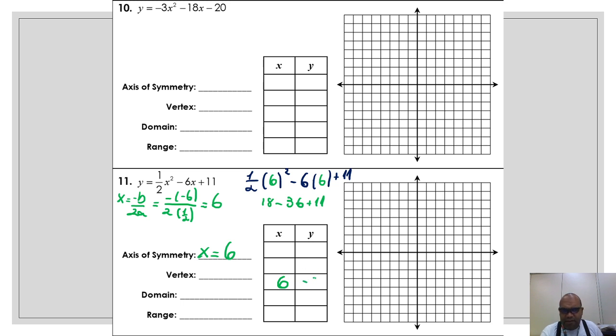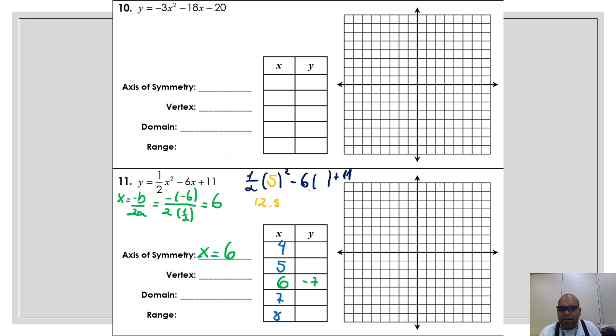Negative 7. Right now, let's pick some neighbors. The neighbors I will choose, guys, less than 6 are 5 and 4. Greater than 6 are 7 and 8. Let's use 5 here. When x is 5, 5 squared is 25. A half of 25 is 12.5.